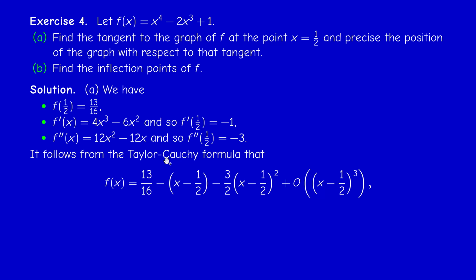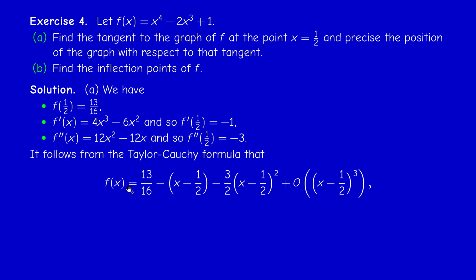Okay, so if you apply the Taylor-Cauchy formula near 1/2, we get f of 1/2 plus f prime of 1/2 divided by 1 factorial times x minus 1/2, plus f double prime at 1/2 over 2 factorial times the square, plus a remainder of order 3. We can compute it explicitly if you like, but it's not necessary. What is really important here, because this method is generalizable to other functions, is that this is the equation of the tangent. This is, if you like, the linear part of f.